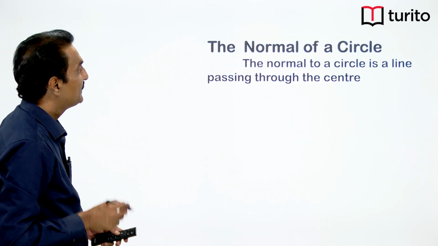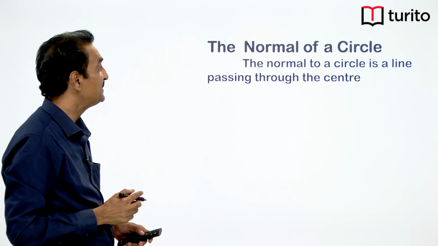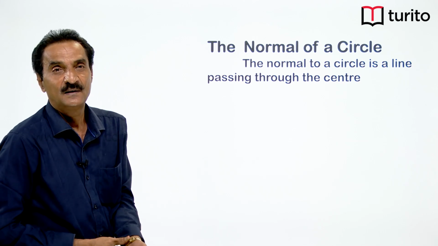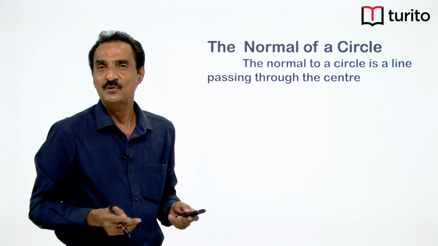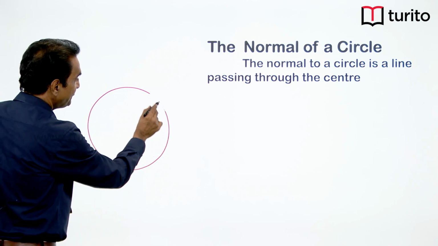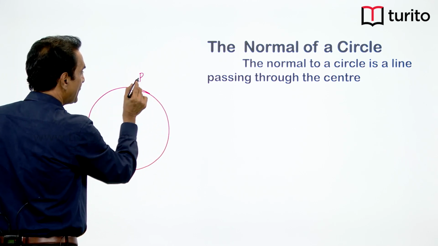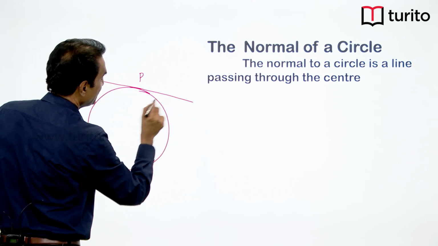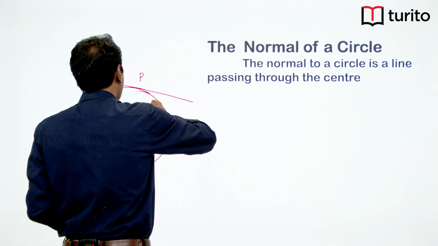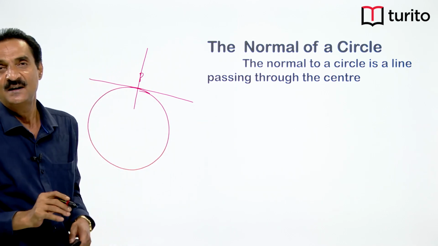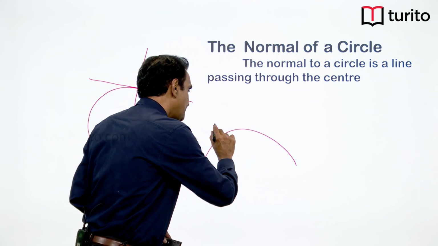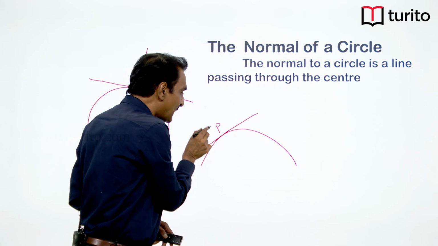Now, we are going to discuss the theory again. Normal of a circle. Actually, there is nothing in particular about the normal of a circle. Normal of a circle is nothing but, if you take a point P, you know about tangent. Tangent is a line which touches the circle. At the point P, if you draw a line perpendicular to the tangent, it is called normal for any curve. Normal of some curve at some point P means a line through P perpendicular to the tangent.